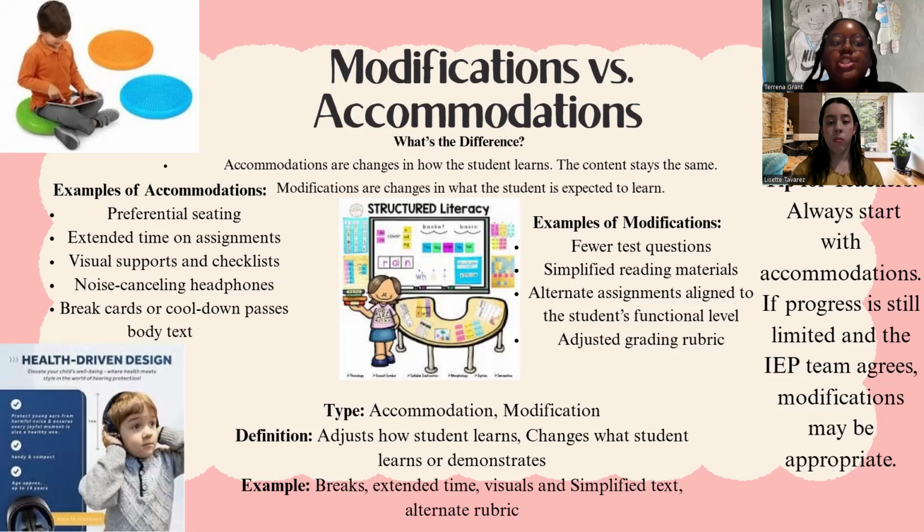Modification changes what the student learns. For example, a reduced number of assignments, lower reading level texts on the reading test, alternative assignments and adjusted grading. So for accommodation, they change the visuals or the task, but for modification, they change the five problems. They change it to five instead of 10. It's fewer. They alternate the assignments for modifications.